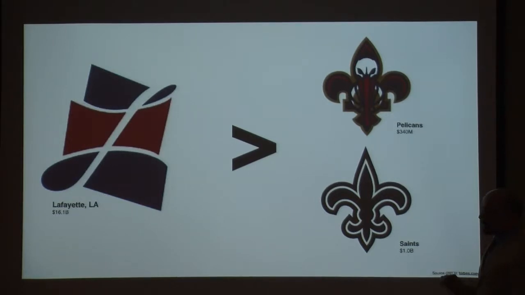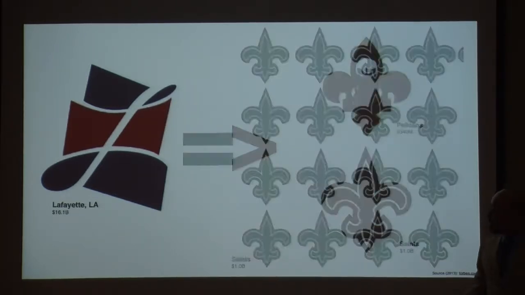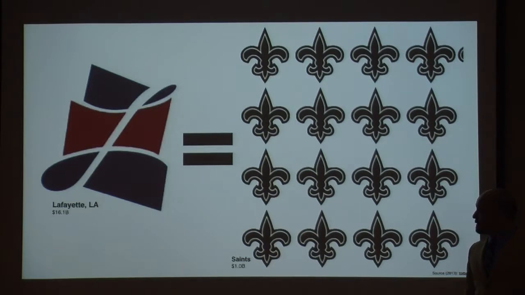So realize that your community, if you were to take the parish and look at its tax value, it's worth $16 billion. That's your taxable value of all your real estate right now. Put it in perspective, the Saints are $1 billion, the Pelicans are about $340 million. You could essentially liquidate your parish and buy 16.1 Saints if you wanted to.